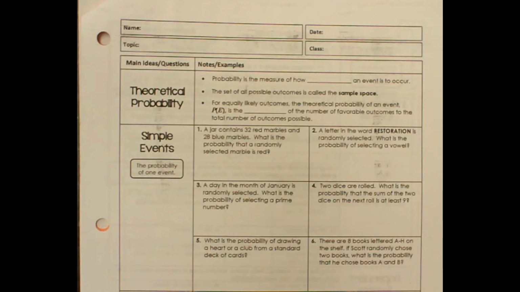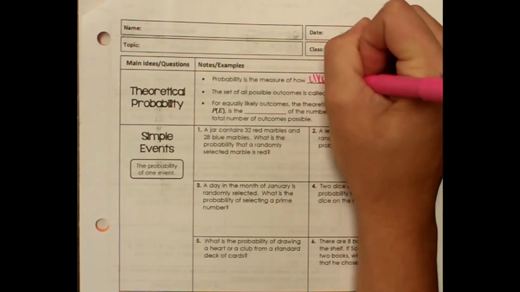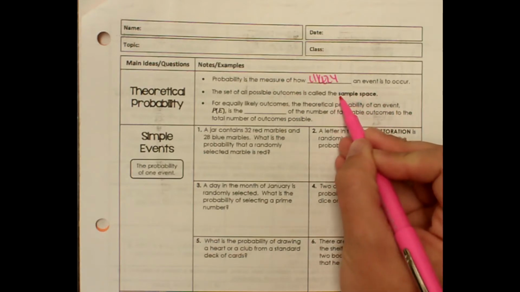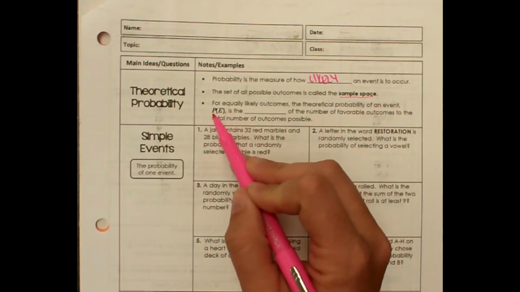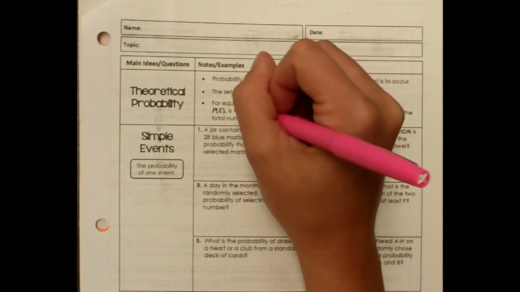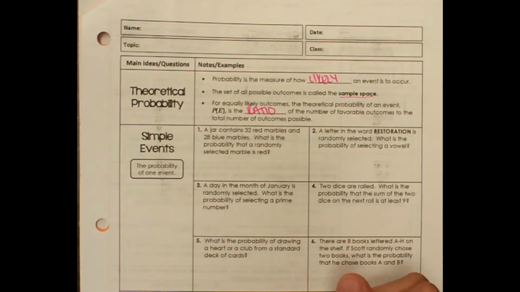All right, so looking at theoretical probability. Probability is the measure of how likely an event is to occur. The set of all possible outcomes is called your sample space. For equally likely outcomes, the theoretical probability of an event, P(E), is the ratio of the number of favorable outcomes to the total number of outcomes possible.